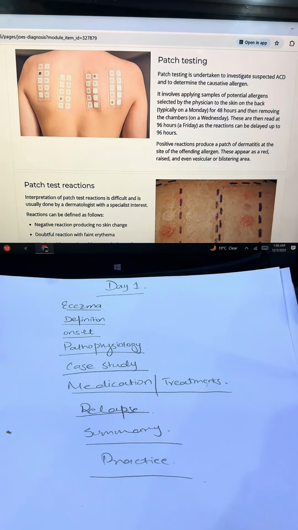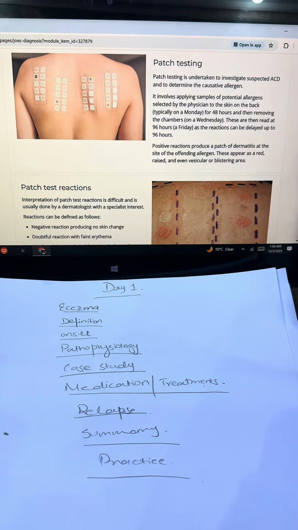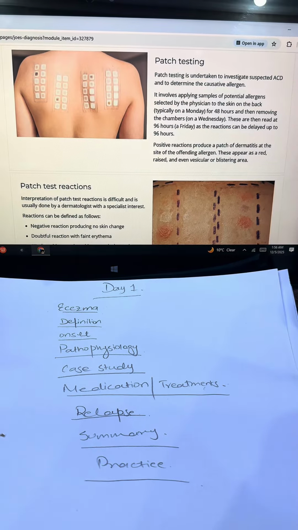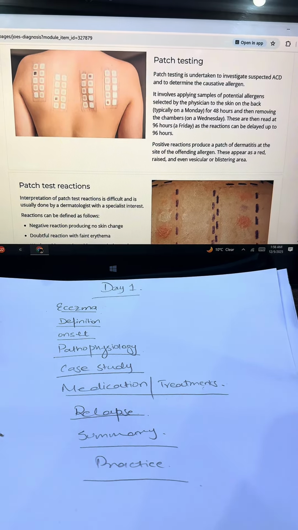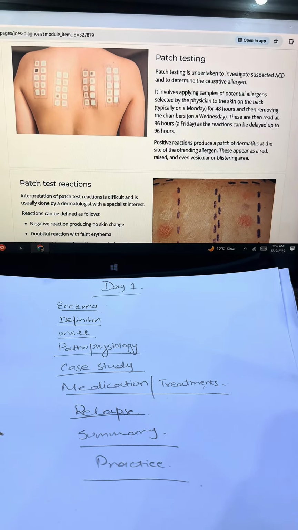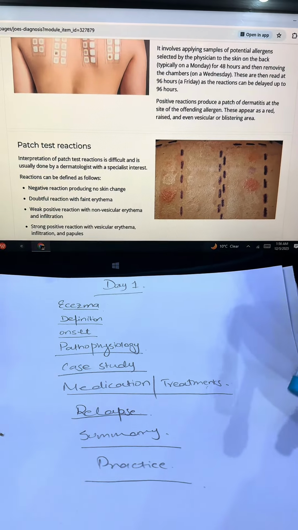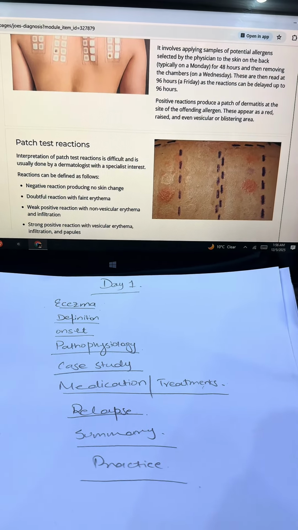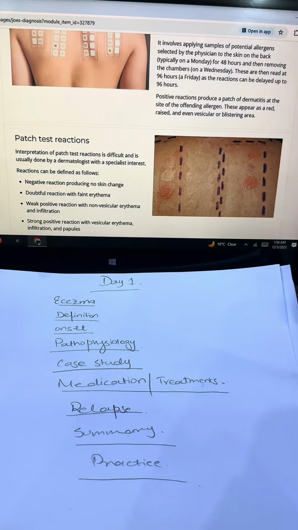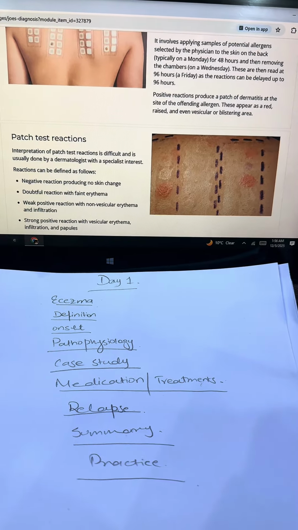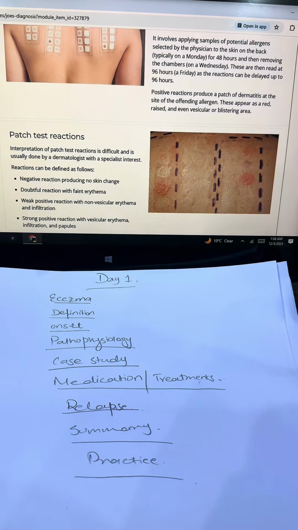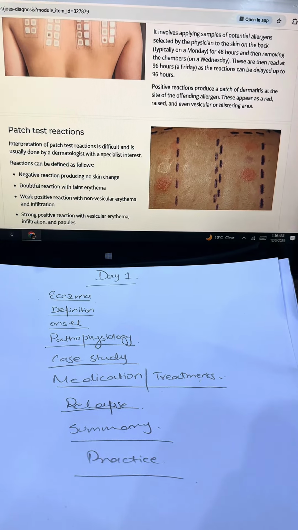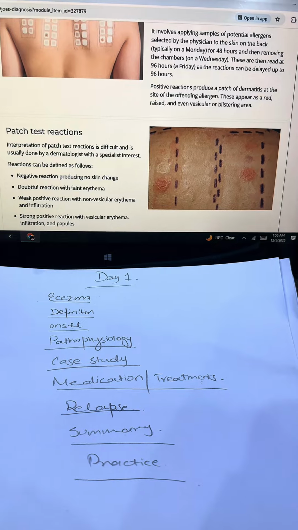We may arrange a patch test for Sarah, who is suffering from allergic contact dermatitis. Basically, the first picture shows the criteria and presentation of the patch testing, and the other shows the result of the patch test. It involves applying samples of the potential allergen selected by the physician to the skin on the back, typically on Monday for 48 hours, and then removing the chambers on Wednesday. Then read at 96 hours on Friday, as the reaction can be delayed to 96 hours.